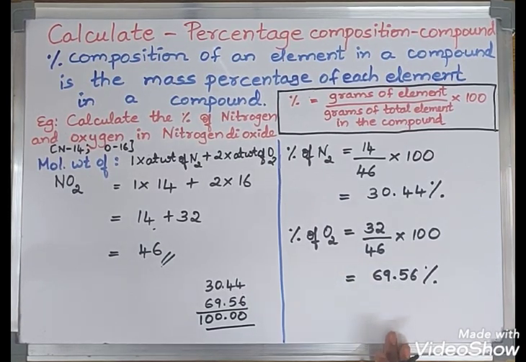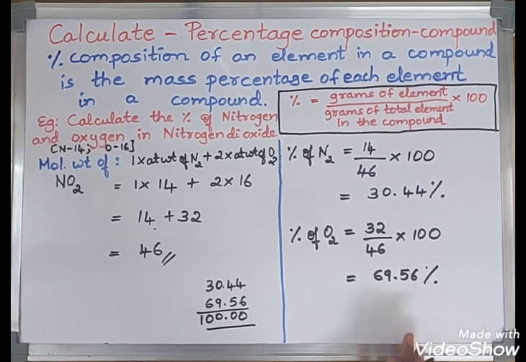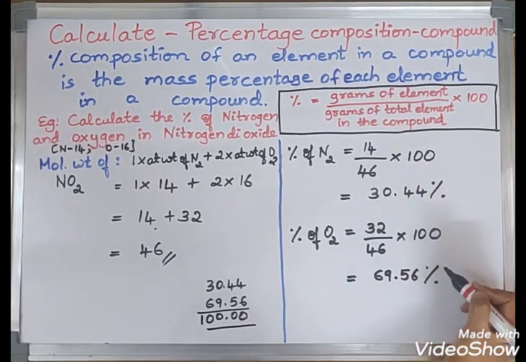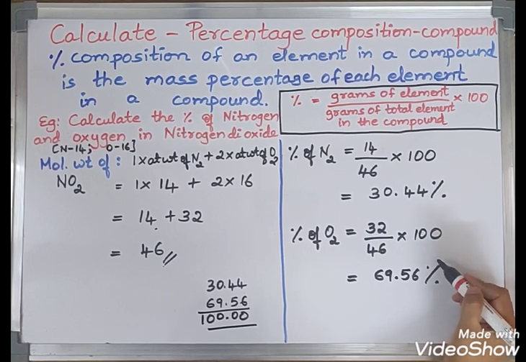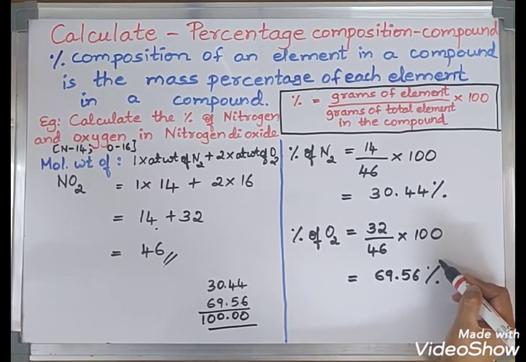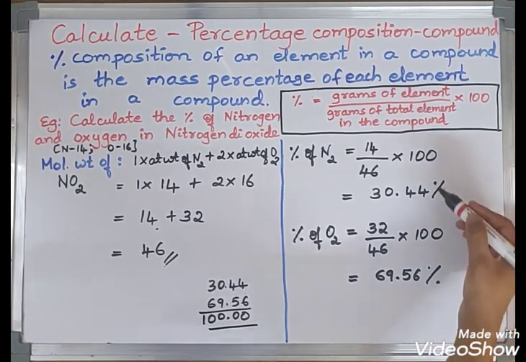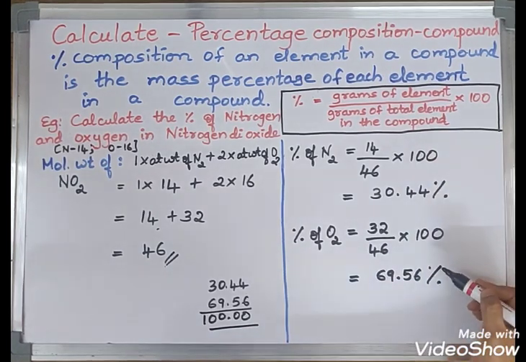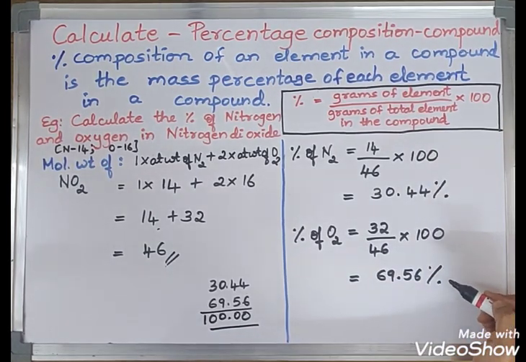If you are given to calculate only the percentage of nitrogen, do only this part. You don't have to do this. If you are given oxygen, do only the oxygen part. But if they have not specified anything, then you should find out the percentage composition of both nitrogen and oxygen.